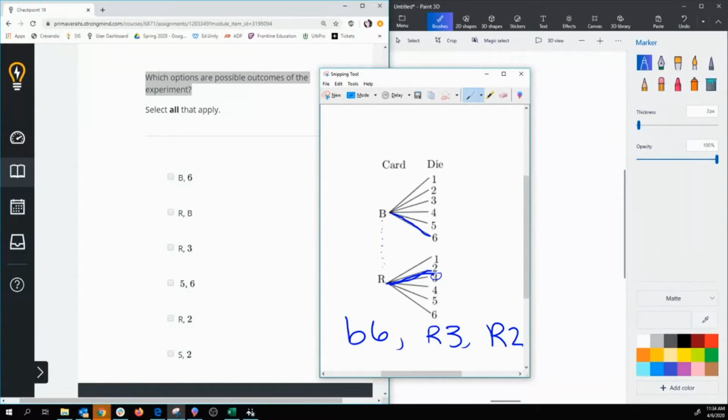Hi, Tyler. So Tyler, right now we're going over checkpoint 19. Is that what you wanted some help with?